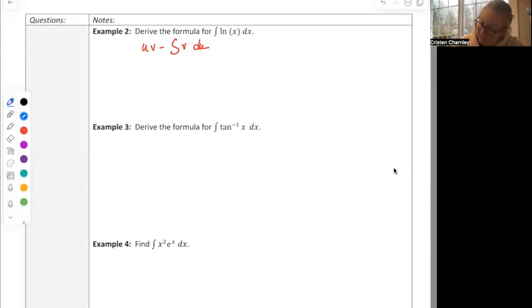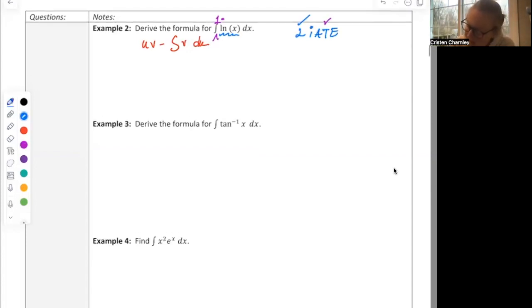If I have my little list here, I have LIATE. Now, I see a natural log, no problem, that's log, but I don't see anything else. But guess what? There is something here. There is a 1 that's being multiplied by the natural log of x that's in the front, and 1 counts as an algebraic term. So when I look at my list, I've got a log, I have an algebraic term, so u is going to be the one further to the left, that's natural log of x. dv is the one that's further to the right on my LIATE list.